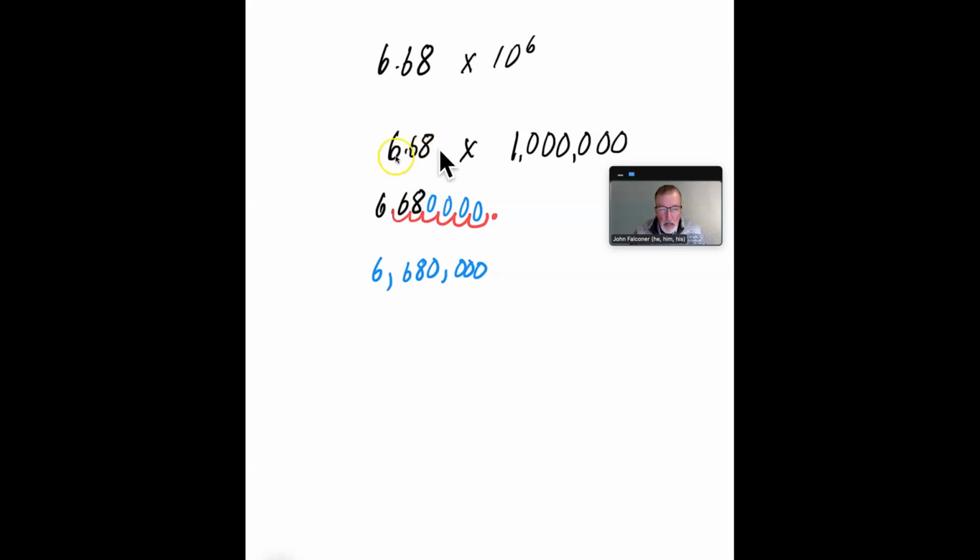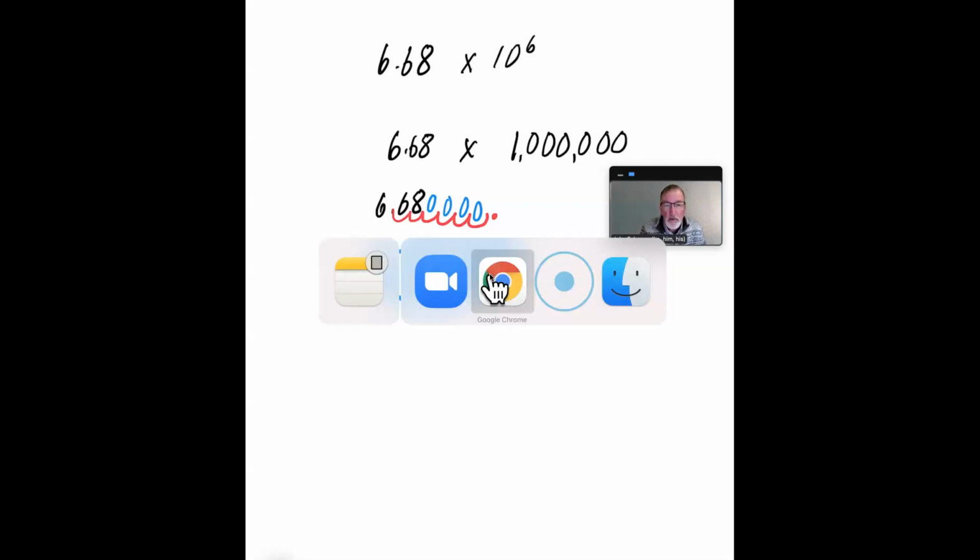We'll learn about a concept called significant digits. These are the significant digits, and the zeros that we're just filling in are placeholders, so this becomes 6,680,000. So 6.68 times 1 million becomes 6,680,000. This is our answer. This is what your worksheet would look like when you turn it in through Canvas.